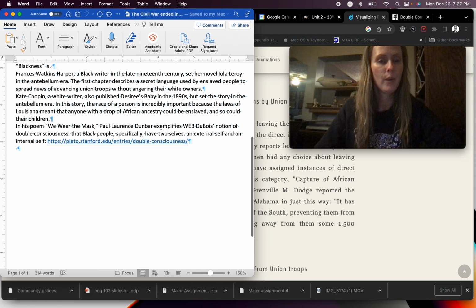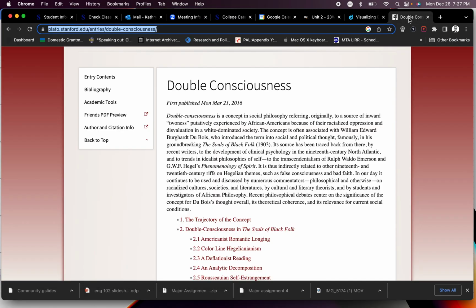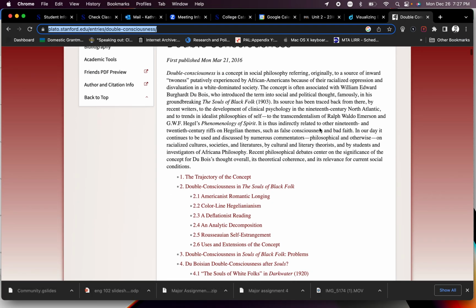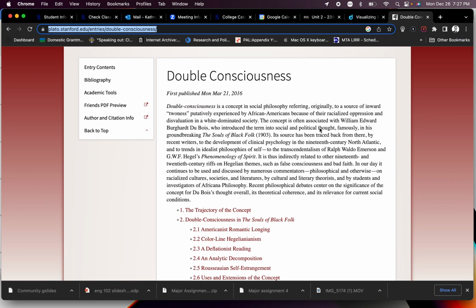In the poem We Wear the Mask, Paul Laurence Dunbar exemplifies W.E.B. Du Bois' notion of double consciousness, that black people specifically have two selves, an external self and an internal self. This resource here gives more information about double consciousness. And as you're reading through our text for Unit 1, I'd like you to think about how each text explores this idea of double consciousness.